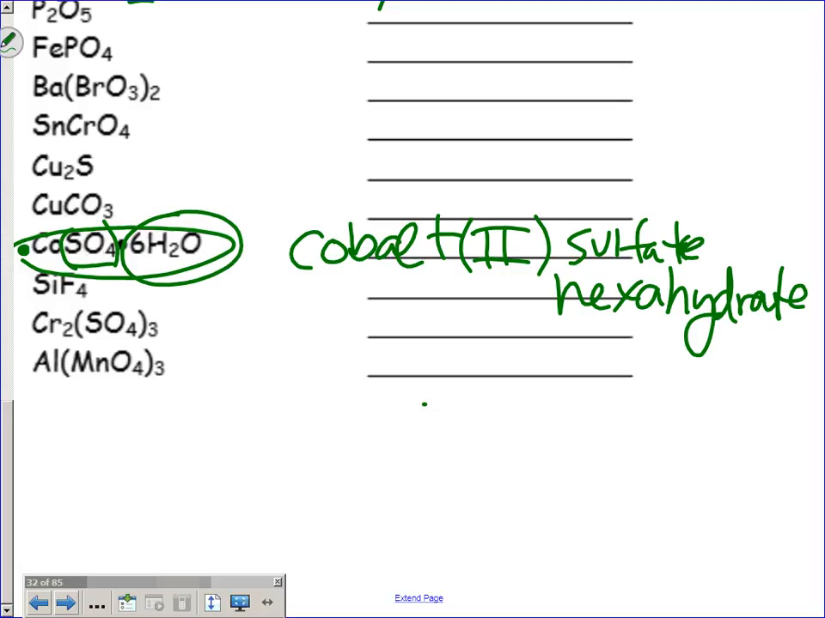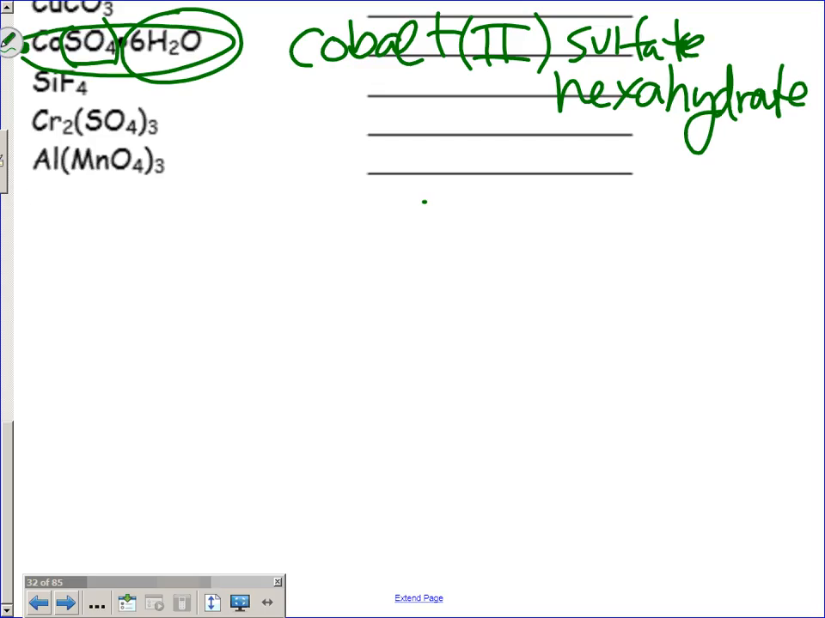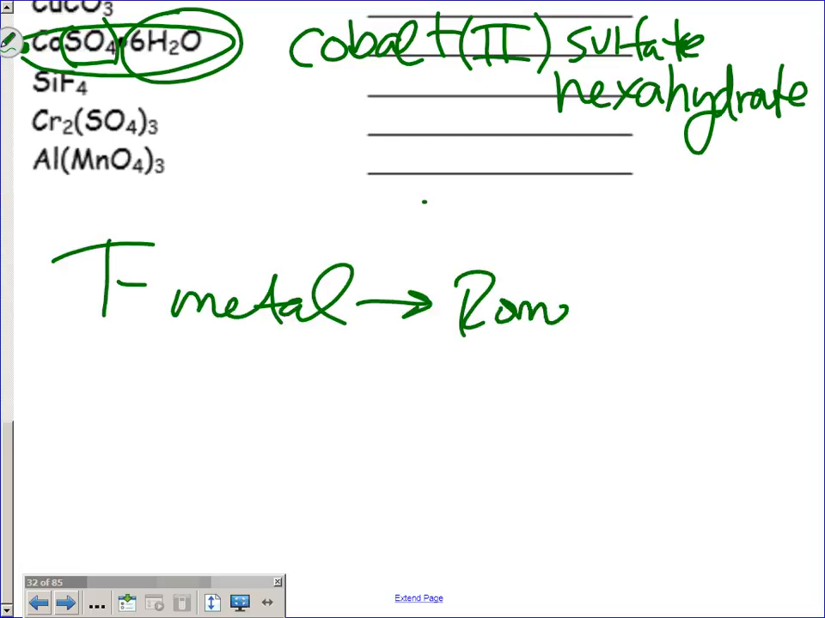So anytime there's a transition metal, we'll use a Roman numeral, 95% of the time. When do I not use the Roman numeral? All transition metals have Roman numerals except for the ones that have the standard charges, which are which ones, Chloe? Zinc has a 2 plus. One's right under zinc. Look right under zinc.